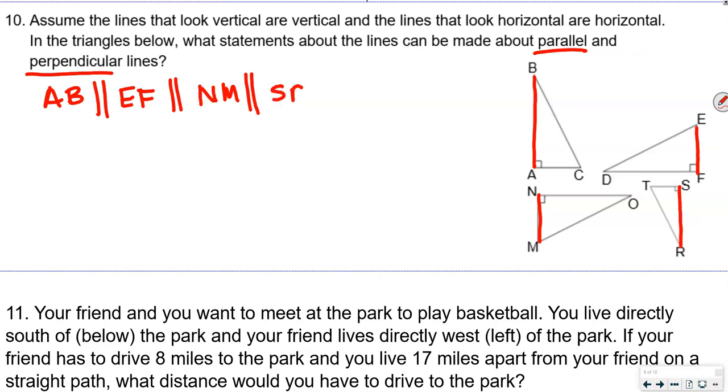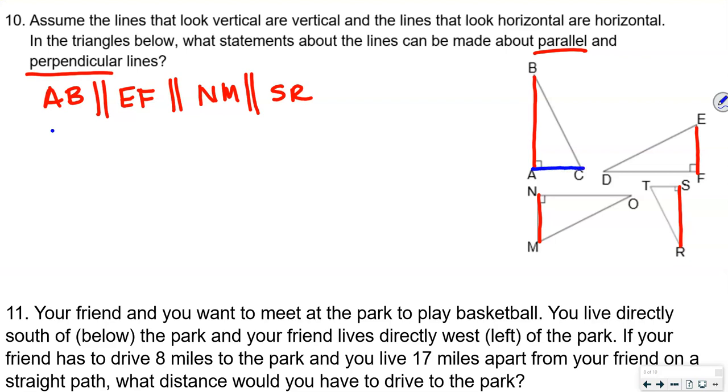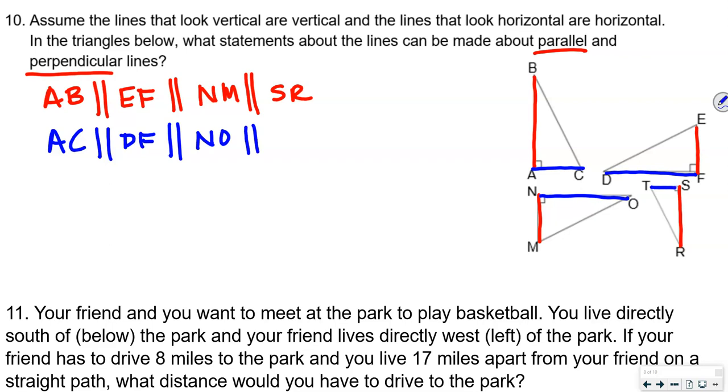So all of those lines, you could make a lot of individual statements about what's parallel to what here, okay? Then we've also got, if we notice, AC here. So I could also make some statements. AC is parallel to, right there, DF, right? And DF and AC are also parallel to NO. And NO is parallel to TS as well as the other two things, right? So any one of those statements would be true even individually, okay?